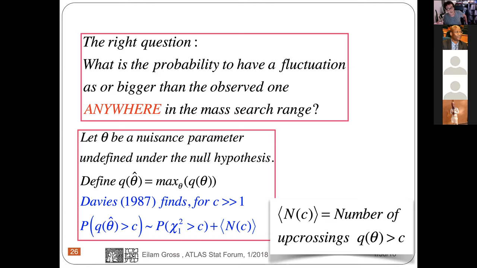So if the local probability was equivalent to 5 standard deviations, 5 sigma, the global probability will probably be something like 4 sigma, less. And the trial number will be the ratio between the probability to have 4 sigma divided by the probability to have 5 sigma, which turns out to be something like 100. Because 5 sigma is 10 to the minus 7, 4 sigma is 10 to the minus 5. So 4 sigma divided by 5 sigma is 10 to the minus 5 divided by 10 to the minus 7, which is something like 100.